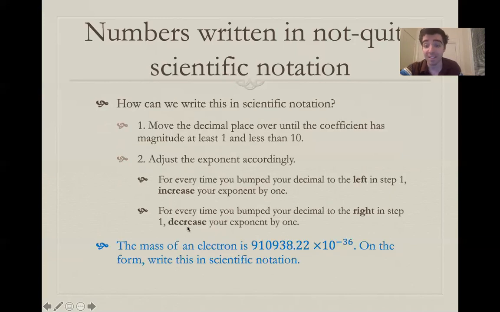All right, try your hand at this. Here's the mass of an electron. On the form, write this in scientific notation. Here are the steps that we had on the previous slide. All right, you should have gotten something that looks like this. Again, note if you did not and could not figure out what went wrong.